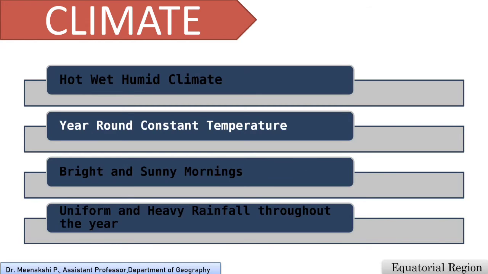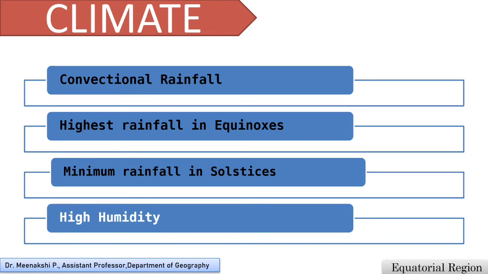The mean monthly temperature is always around 24 to 27 degrees Celsius with very little variation. The mornings in the region are bright and sunny. Rainfall is convectional type and occurs mainly in the late afternoons. Rainfall in this region is heavy throughout the year and occurs as cloudburst accompanied by lightning and thunder. Annual rainfall is 2500 millimeters. Maximum rainfall occurs at equinoxes and least rainfall is recorded at solstices. Average humidity is 80% and sometimes it may reach up to 90%.